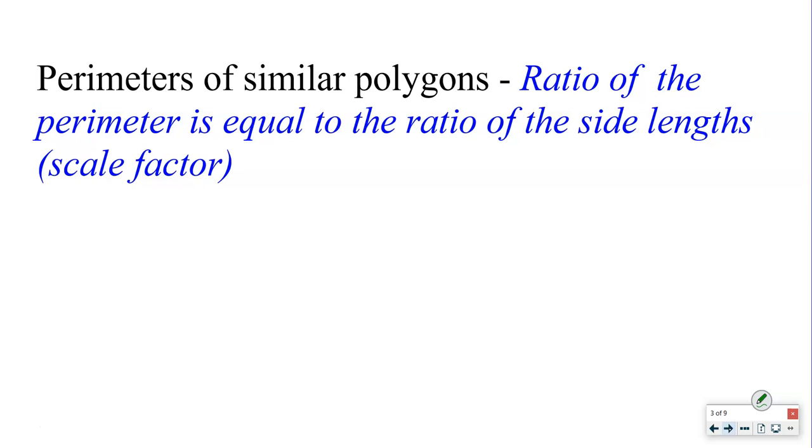Perimeters of similar polygons. We can use the perimeters of our similar polygons also. And the ratio of the perimeters is equal to the ratio of the side lengths, or the scale factor. So if we find the perimeter of our first polygon is, say, 20 units, and the perimeter of our second polygon is 30 units, then the ratio would be 20 over 30, which simplifies down to 2 over 3, or 2 to 3. It is going to be the same as the ratio of our side lengths, which is called our scale factor.